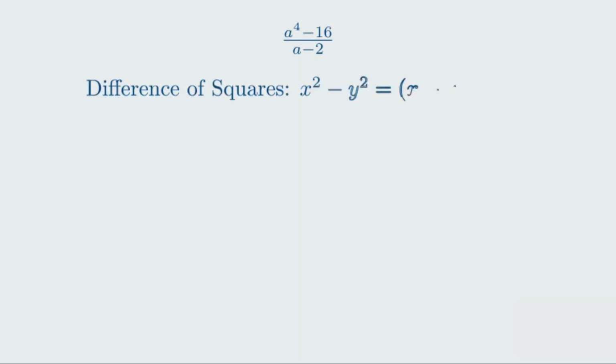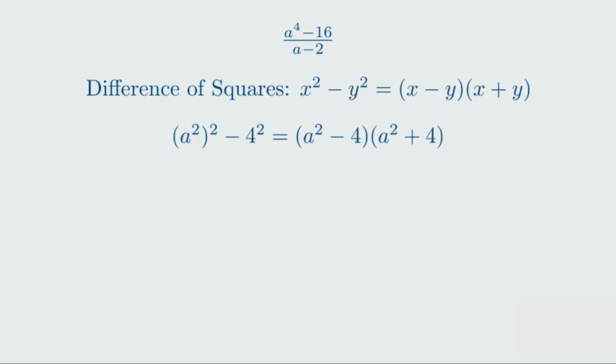In our numerator, a^4 is the square of a^2, and 16 is the square of 4. So we can write it as (a^2)^2 - 4^2. Applying the formula, this factors into (a^2 - 4)(a^2 + 4). But wait, we're not done. Look at the first factor, a^2 - 4. This is another difference of squares. It can be factored again into (a - 2)(a + 2).